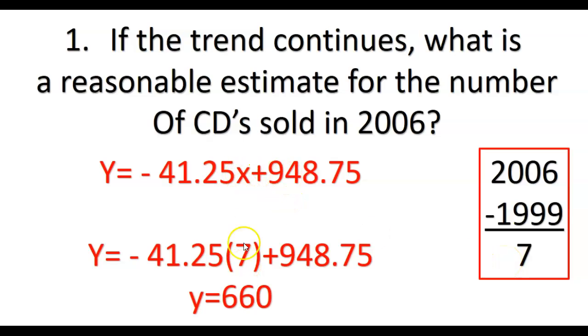In place of the X, I plug in the 7, put this in your calculator, Desmos, and that gives me the number 660. In the year 2006, if the trend continued, 660 million CDs would be sold. Million, because that's what the original table was written in. So what we're going to be doing today is extending the line and predicting what could happen next.